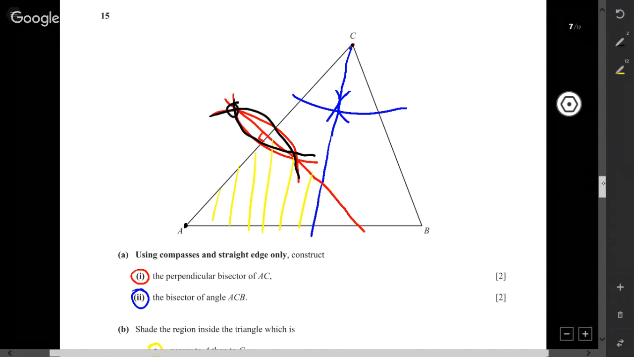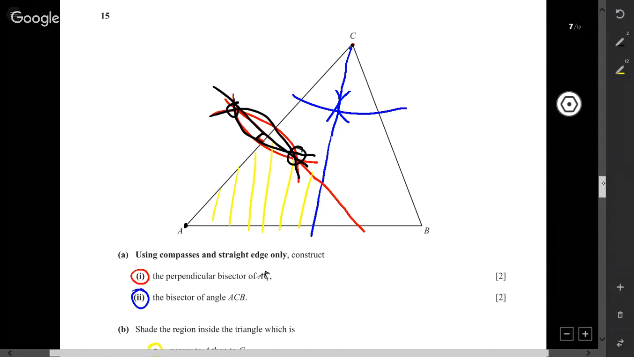These two meet and intersect, and that is how we draw our perpendicular bisector through those two intersections. It's a 90-degree, and that is where that bisector is.